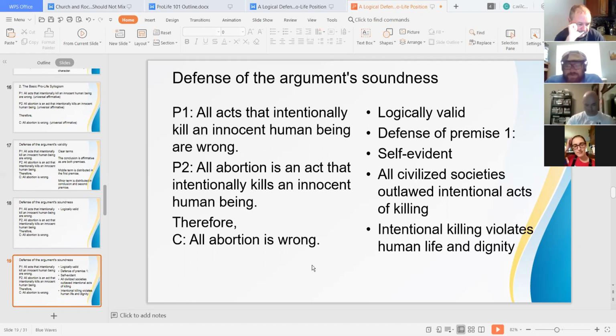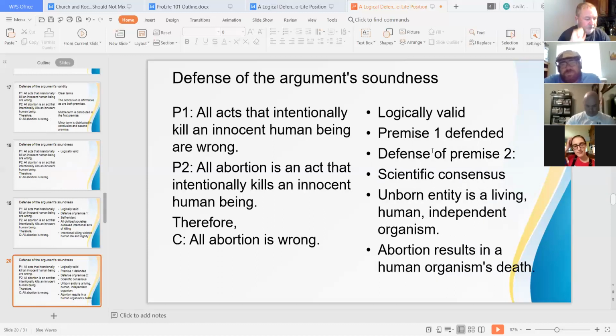A proper respect for human life and dignity requires that I treat others in a way that contributes to their flourishing, or at least does not hinder their ability to flourish as humans ought to flourish. So these arguments, I believe, strongly support premise one. So premise one has been defended. But what about premise two, the premise that all abortion is an act that intentionally kills an innocent human being? Well, some of the defenses I would offer for that are essential.